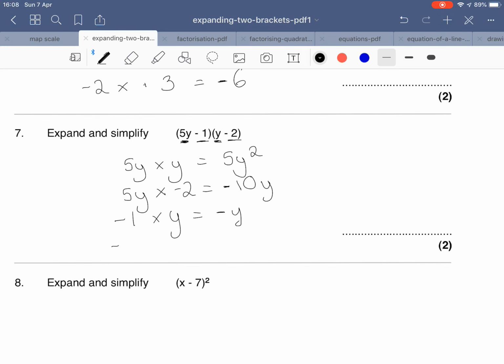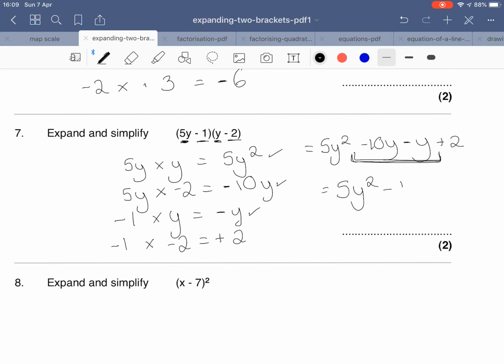Then our last ones, minus 1 times minus 2. Well, 1 times 2 is 2. And a minus times a minus is a positive. So we can collect those. We've got 5y squared. That's just the first one. Minus 10y, that's this one. This is why we put our negatives everywhere, because you know when to add or subtract. Plus 2. Can only simplify these ones. So we got 5y squared minus 11y plus 2. And that is it.